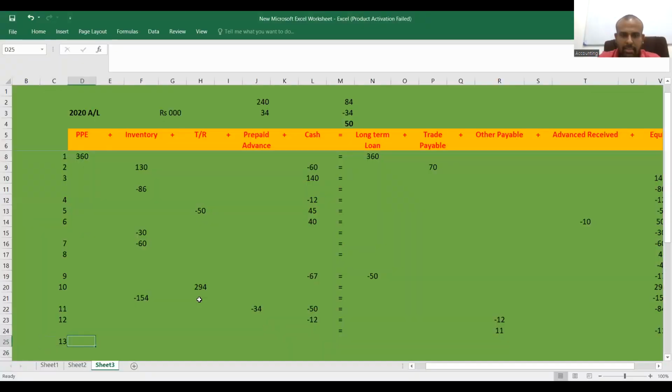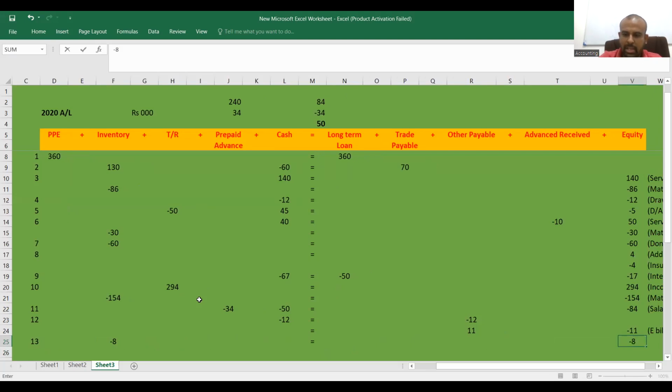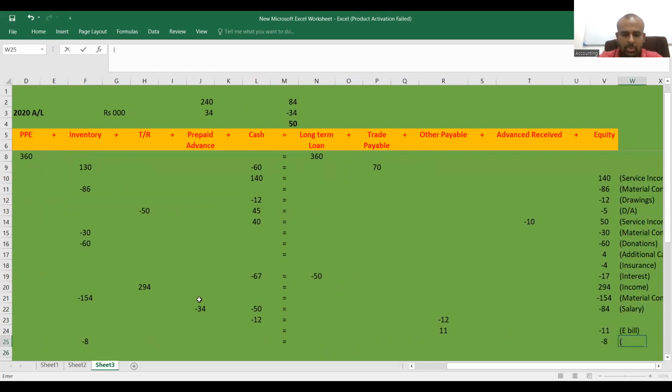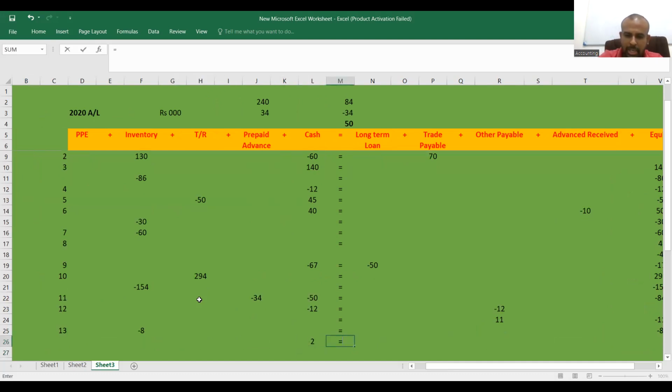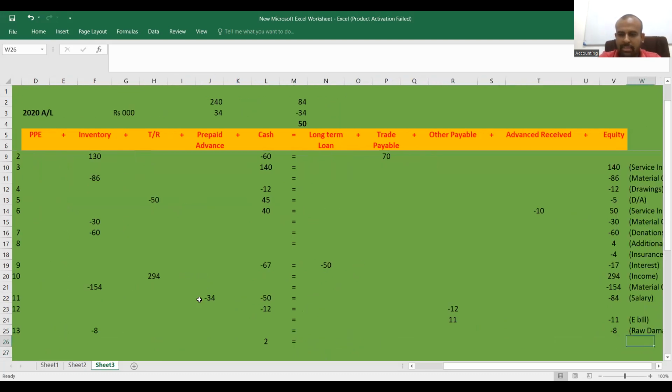8,000 damaged material, so that you recognize as an expense. Raw material damages you recognize as an expense. Material decreases and here you reduce the material. You say raw material damages you recognize as an expense. And also you received how much? 2,000 in cash by selling the same damaged material, and that you consider as an income.